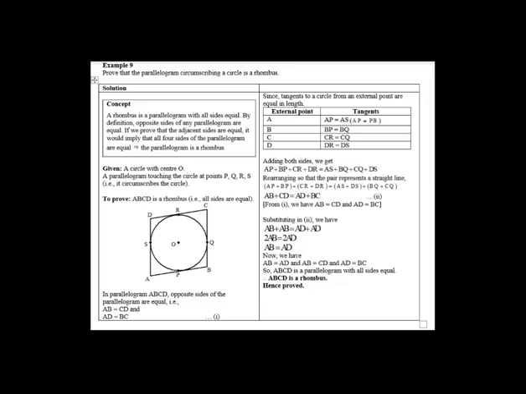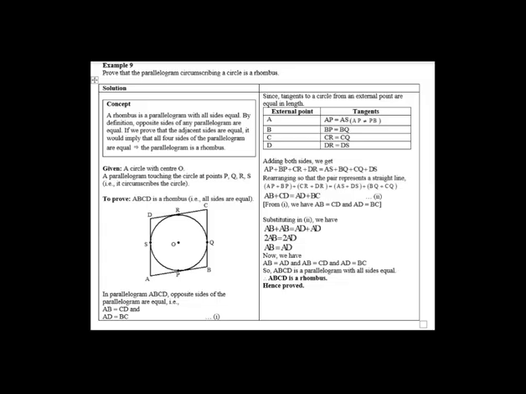Adding both sides, we get AP plus BP plus CR plus DR is equal to AS plus BQ plus CQ plus DS. Rearranging so that the pairs represent a straight line, AP plus BP plus CR plus DR is equal to AS plus DS plus BQ plus CQ, which implies AB plus CD is equal to AD plus BC.